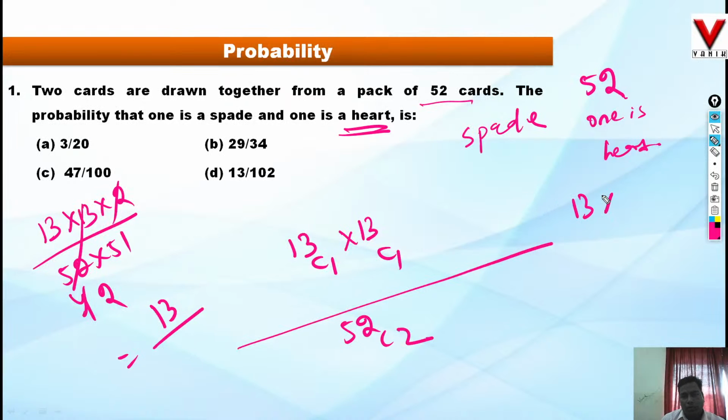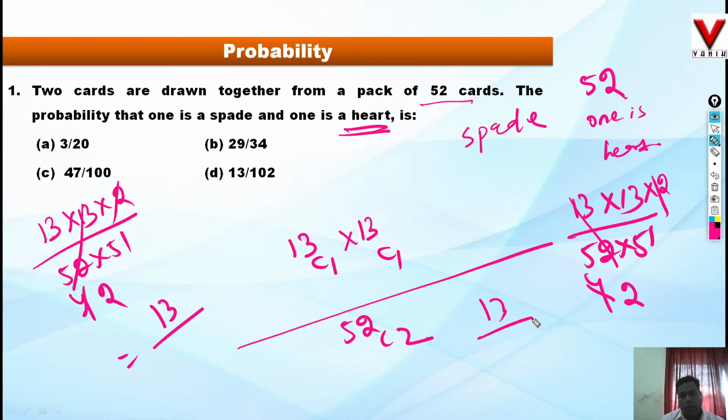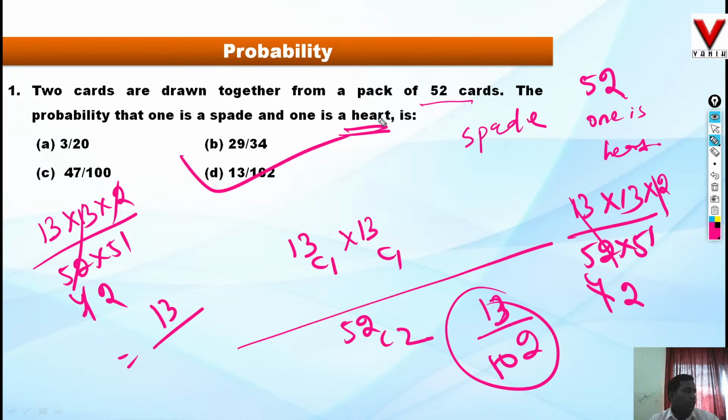13C1, 13 into 13, 52 into 51 into 2. 13 by 4 cancels, then 2 by 2 cancels. 13 by 2, 1 by 2, 2 by 5 is 10, so 102. 13 by 102, option D is our correct answer. Option D is our correct answer.